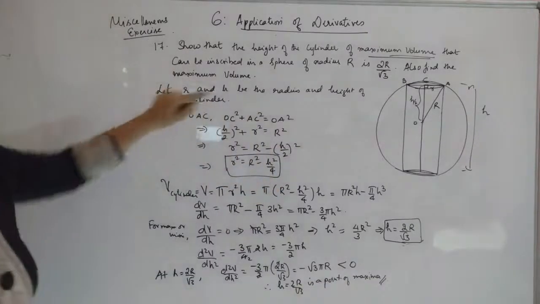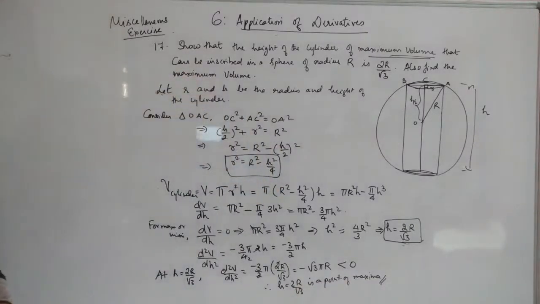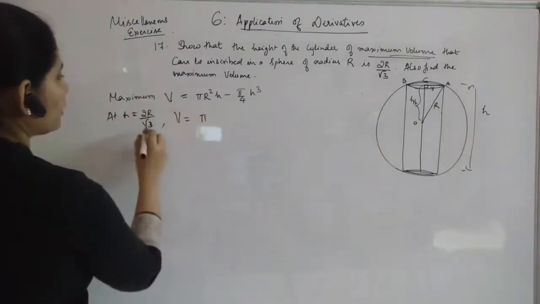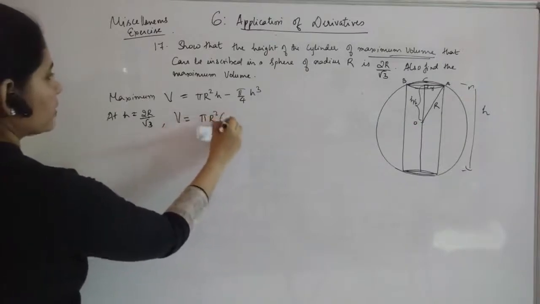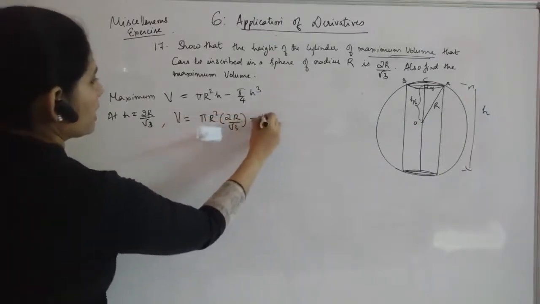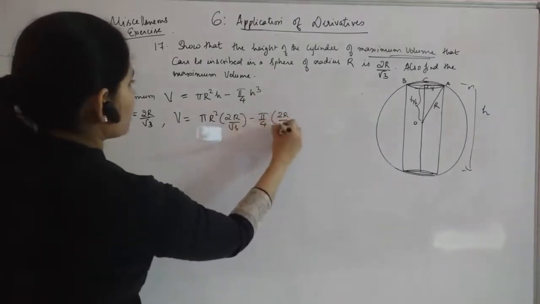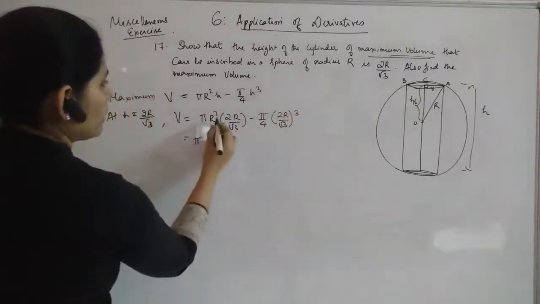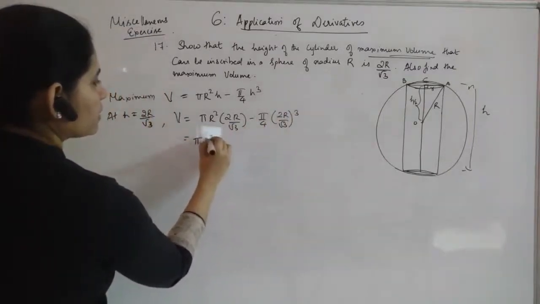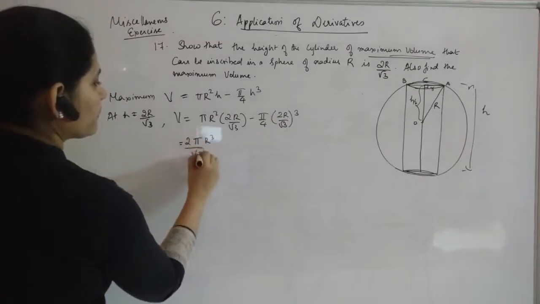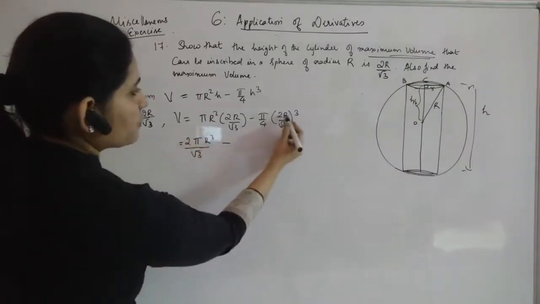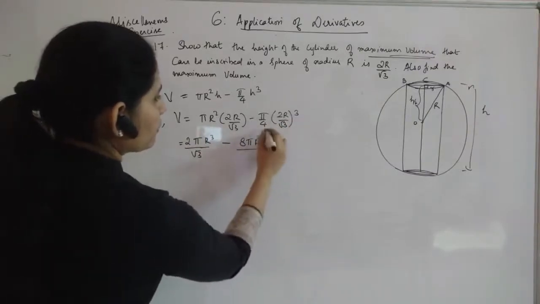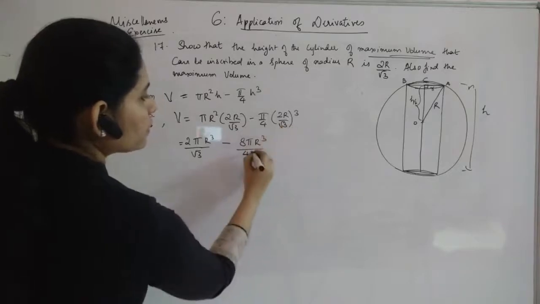Now one more question is there: also find the maximum volume. Now we will find what that maximum is. At this point, what will be the volume? Maximum volume, from here you will get pi r square into h, which is 2r by root 3, minus pi by 4 into (2r by root 3) the whole cube, which gives you pi r cube times 2 by root 3, minus 8 in the numerator, pi, r cube, and 4 in the denominator, with root 3 the whole cube giving 3 root 3, right?